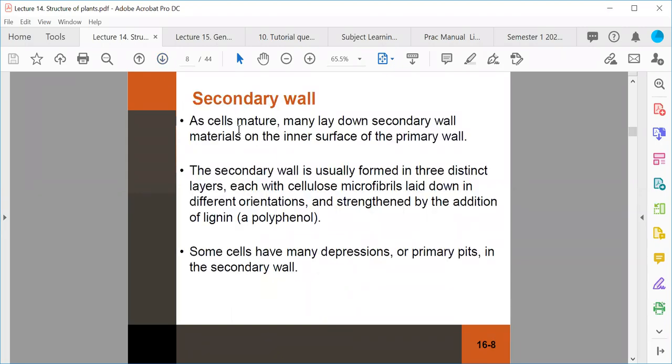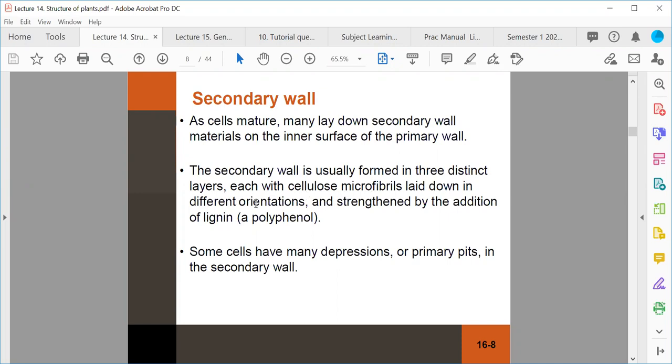But as some cells mature, they might lay down additional cell wall material to the inner surface of that existing primary cell wall. And the new materials form what's called a secondary wall. And that secondary wall can be much, much thicker than the primary wall itself. The secondary wall is usually formed in 3 distinct layers, each consisting of cellulose microfibrils laid down in different orientations.